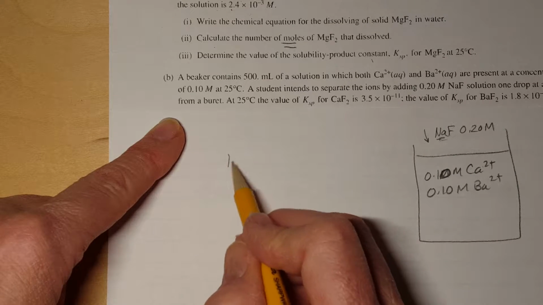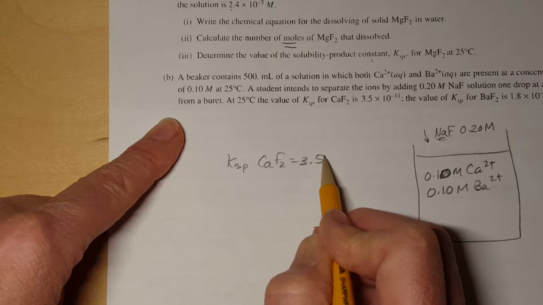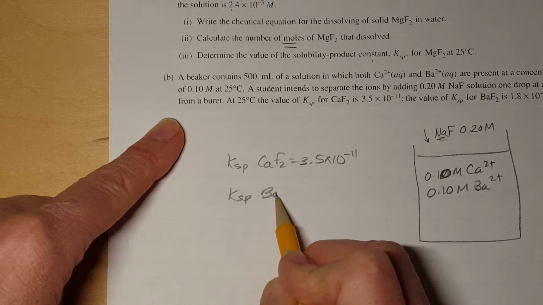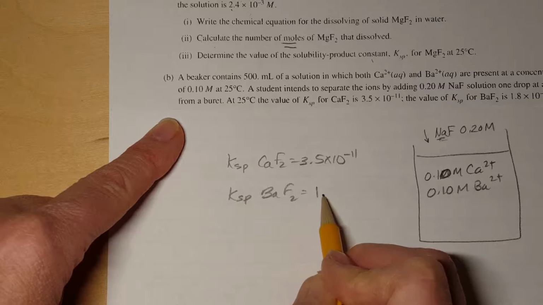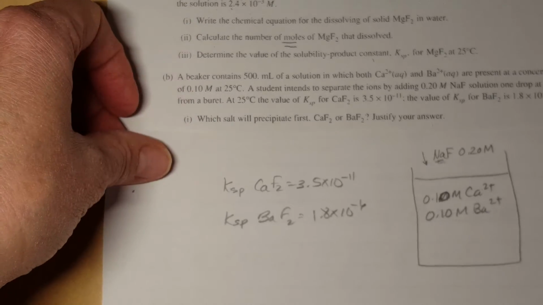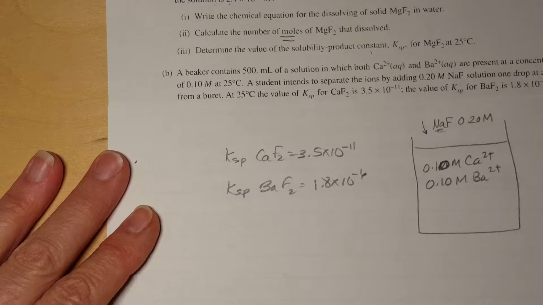And it tells us that the KSP for calcium fluoride is 3.5 times 10 to the minus 11, and the KSP for barium fluoride is 1.8 times 10 to the minus 6. Now, the first question says, which salt will precipitate first? So let's just remind ourselves what the KSP means.